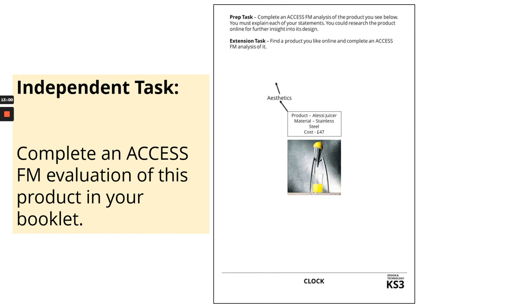So on your next page, you have got this page. This is an independent task, and you will need to use the rest of your homework time to complete this task. So you need to create an Access FM analysis of this product. It's made by a company called Alessi, and it is a citrus juicer. It's made out of stainless steel, and it costs £47. So you can do some research into this product if you want to, or you can just do your Access FM evaluation just from looking at the information and the image.